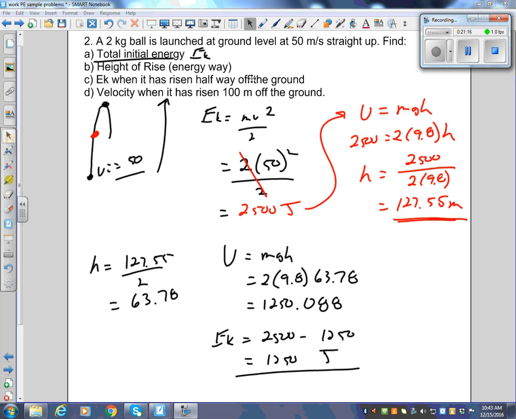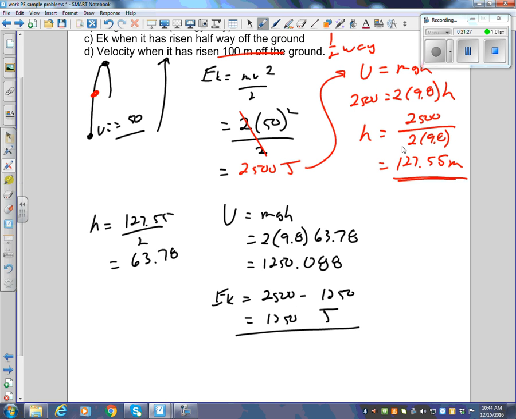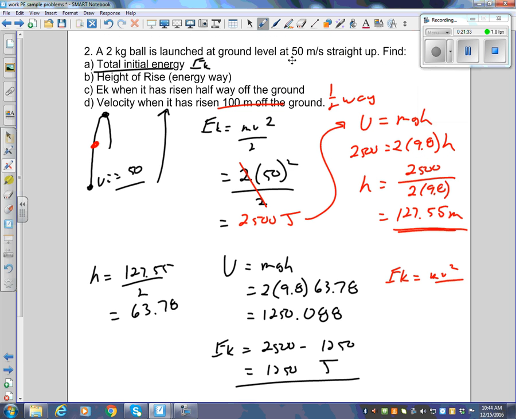What if I just say, what's the velocity when it's risen halfway? Can I just do that? Because it means it's going to be the same thing, right? So how fast is it going to be going at that halfway mark? Is it going to be going half of the 50? Is it going to be 25? Now you don't know what to say, right?